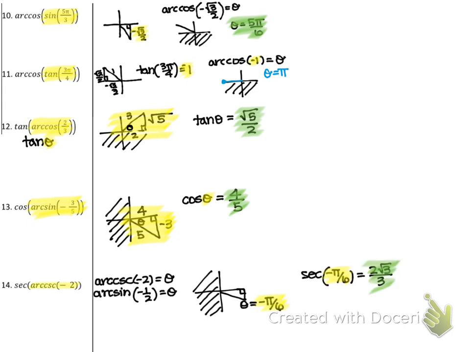Okay, I took my arc cosec of negative 2. I'm looking for an angle. Went ahead and just turned it into arc sine of the reciprocal, negative 1/2. Go ahead and put it in the unit circle. Make sure that you obey the restriction because it is an arc. That's going to put me at negative pi over 6. Then I'm going to do secant of negative pi over 6, and I will get 2 root 3 over 3.